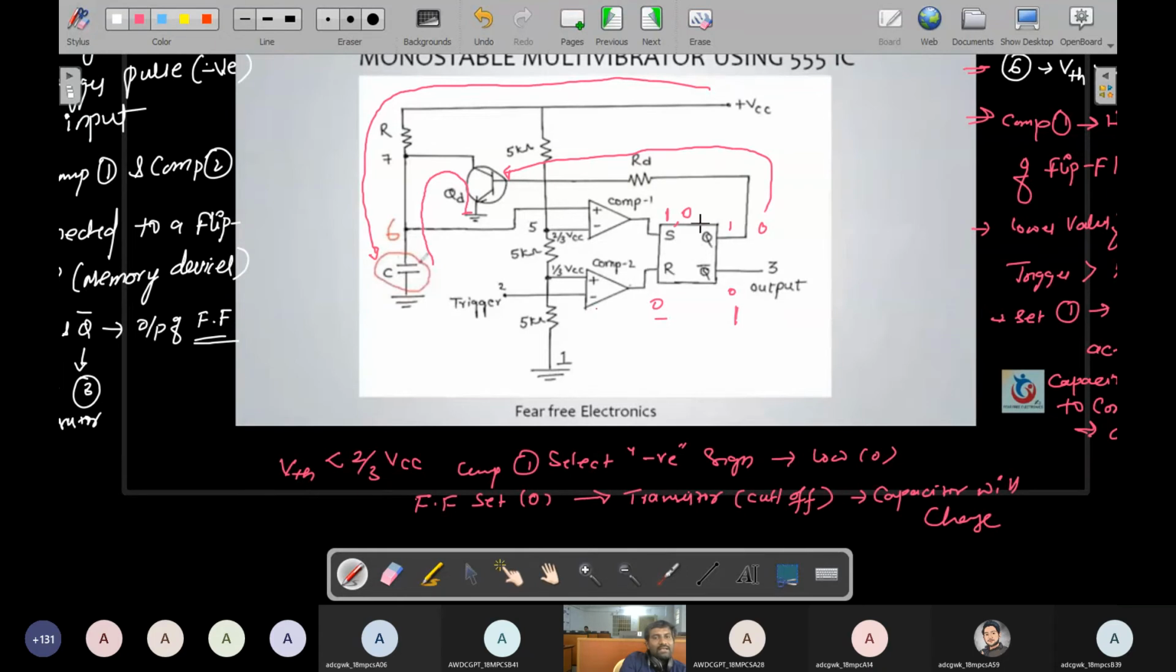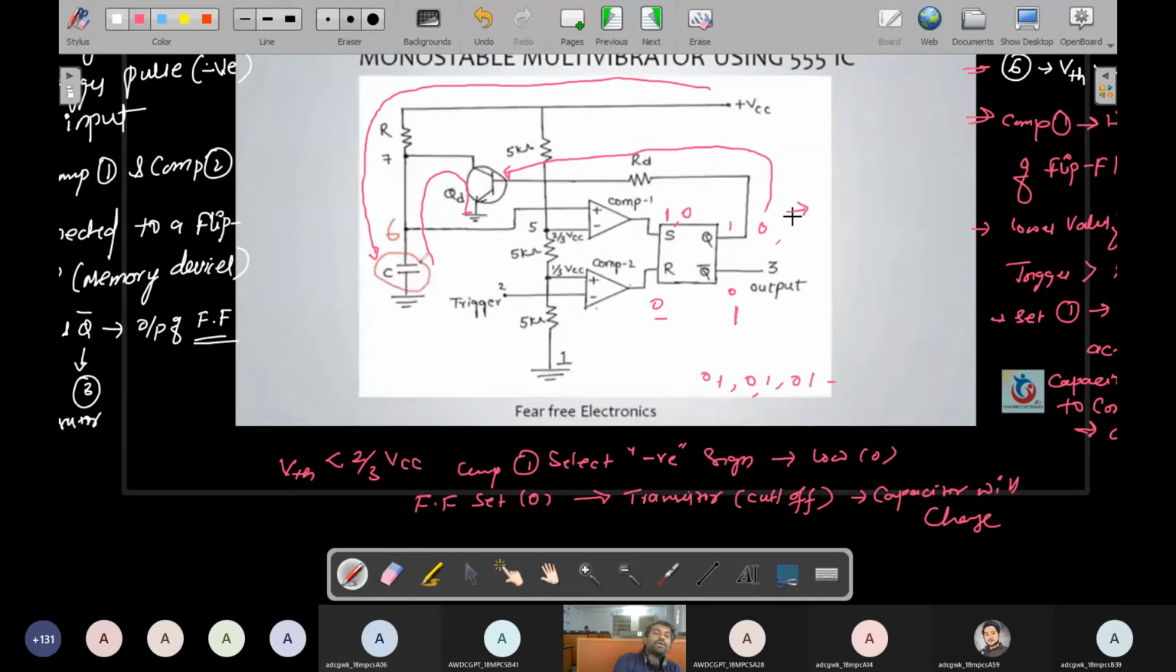Okay, again once the capacitor is charging, then VTH is again greater than 2 by 3 VCC and comparator 1 is selecting high value. So third case is high value. Okay, and output is high. So again this high is connected to transistor QD, then the capacitor is going to be short circuited. Again the connection to plus VCC will be disconnected, and this capacitor voltage is moving in this direction and connected to ground. Again this capacitor is discharging. So the process will be repeated continuously, and your flip-flop will be selecting a 1 0 1 0 1 0 combination. Your output is also moving in a 0 1 0 1 0 1 combination.